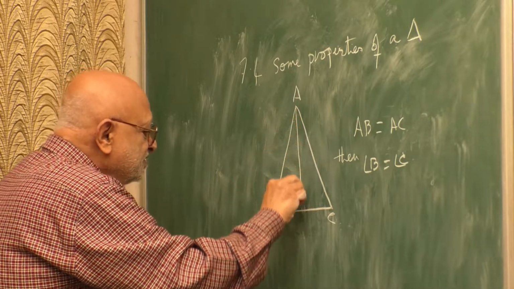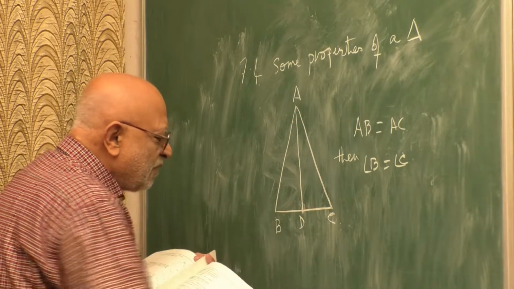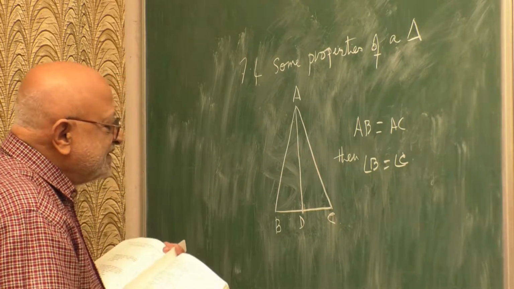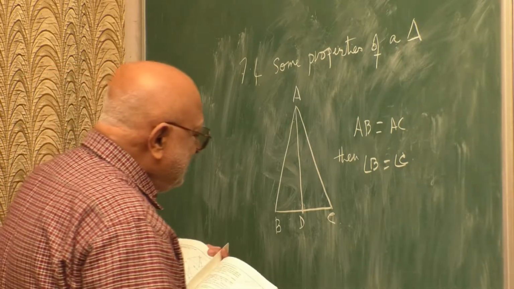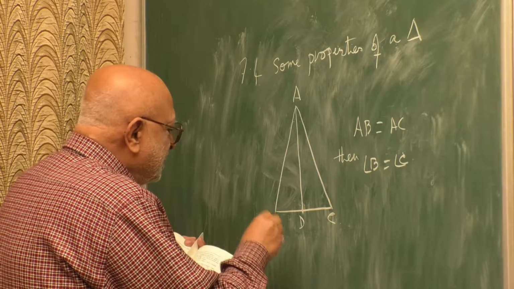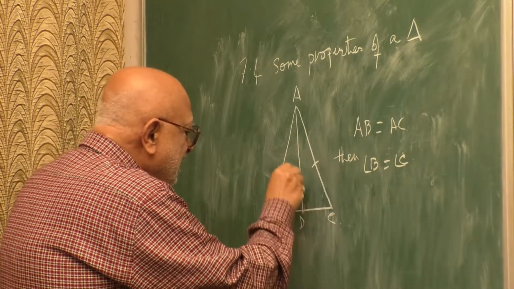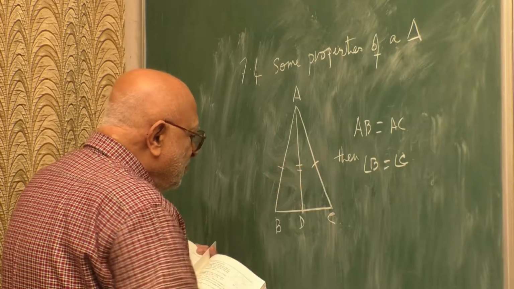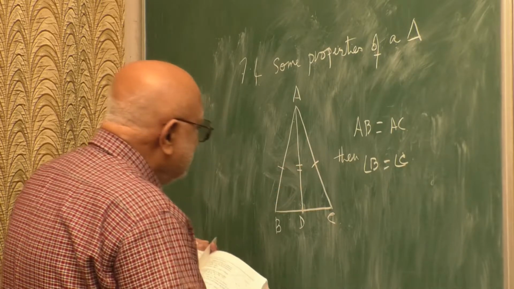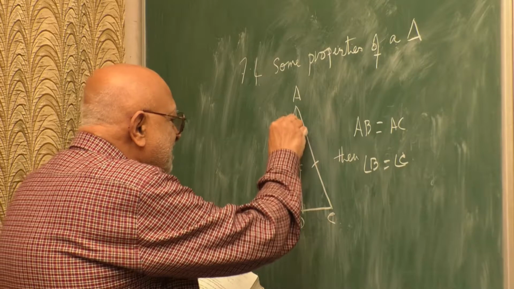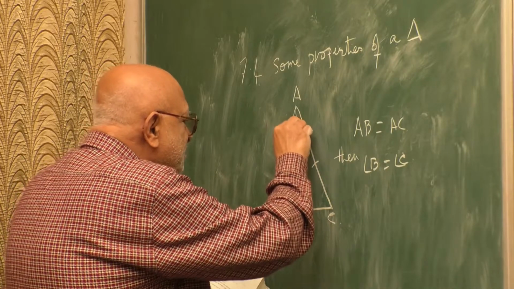Okay, let us draw this bisector. What does it give me? It gives me immediately two things. This is already said, they two are equal. This one is common to both. And this angle, included angle, is equal to this angle.